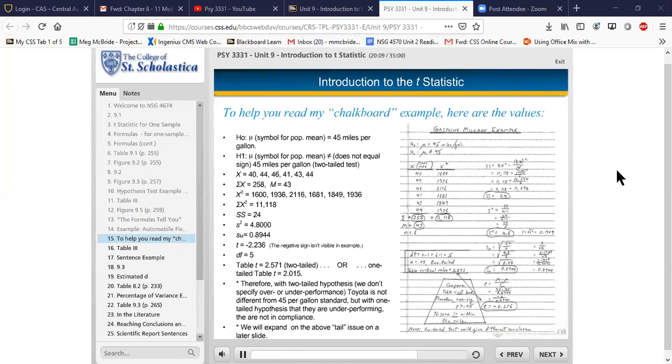In fact, we did not beat the table with this two-tailed test. Our t calculated is less than the critical value t. Therefore, we have a non-significant difference between the Toyota sample of 6 cars getting 43 miles per gallon and the government-mandated 45 miles per gallon. That difference of 2 miles per gallon is not statistically significant. According to this result, we have a difference that is just due to sampling error.